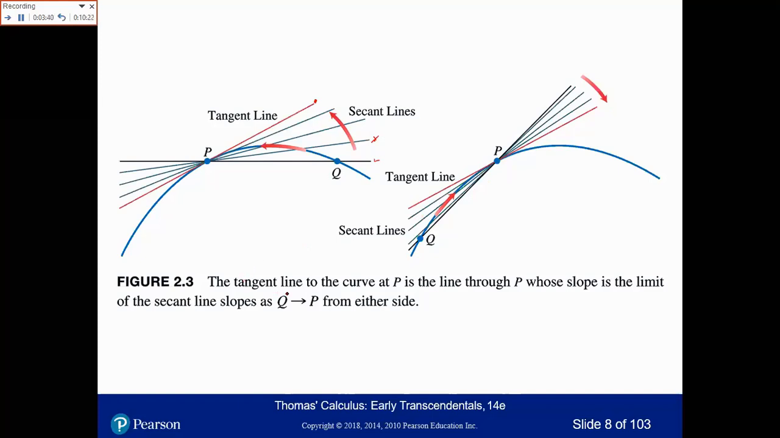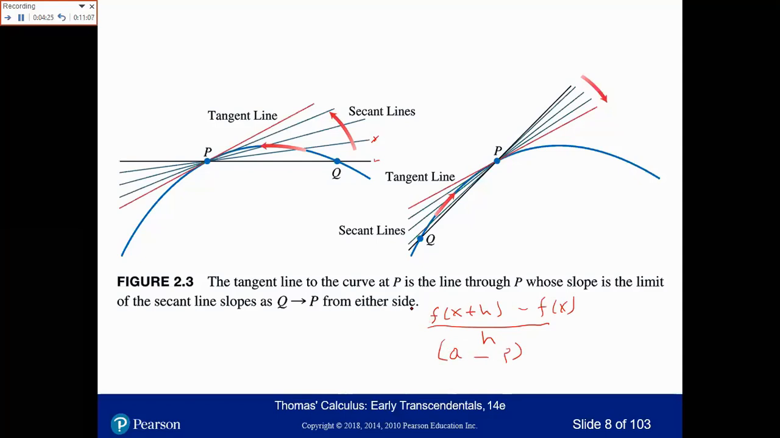So the tangent line to the curve at P is the line through P whose slope is the limit of the secant line slope as Q goes to P, right? Remember when we put the equation, we said f of x plus h minus f of x, over h. This is just like saying what? h is just like Q minus P, right?